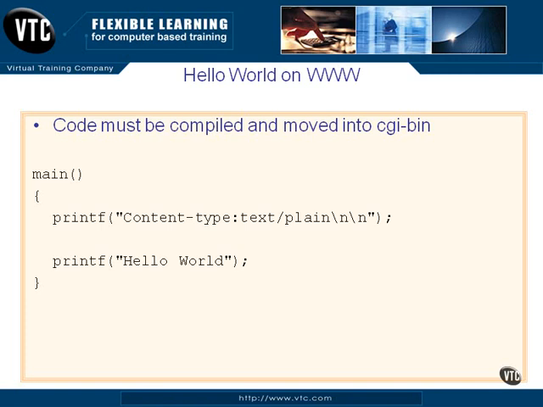And all we have in front of this is a simple line that is going to print out the HTTP header. This is called a MIME type. Text/plain is a MIME type. And that tells the web client, your web browser, what it's about to receive.